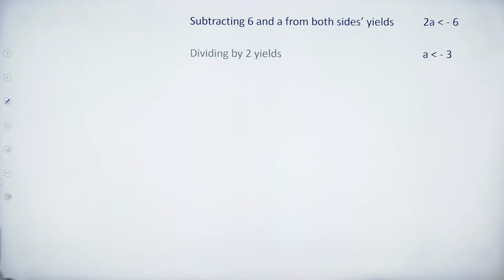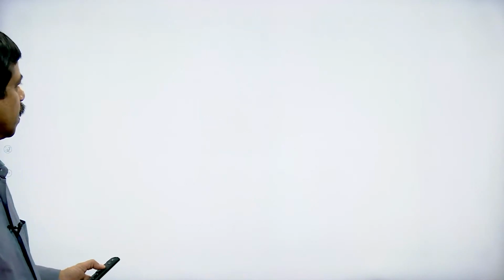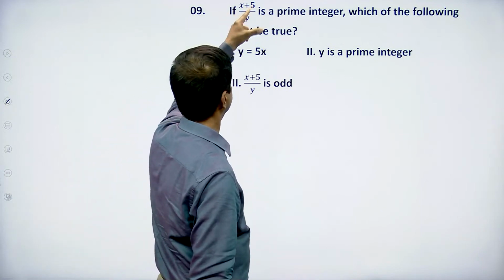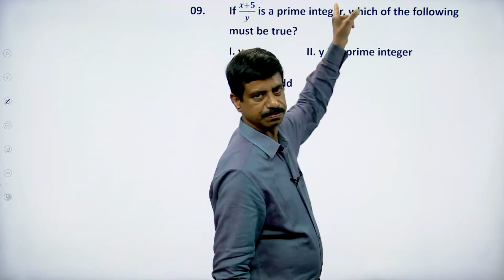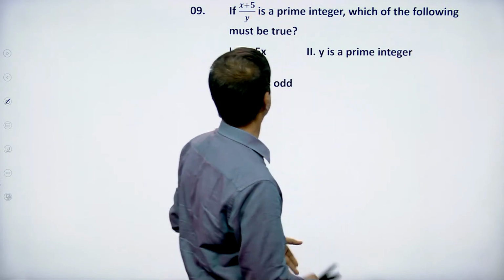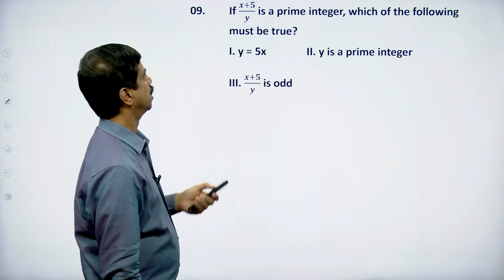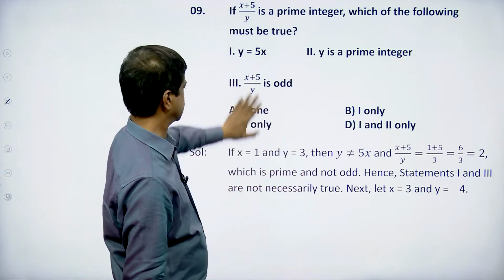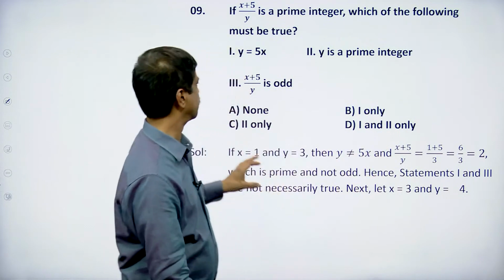Okay children, let us move to the next one. Yeah. So now look at this. If x plus 5 by y is a prime integer, which of the following must be true? So now look at this. Let us take some numbers.